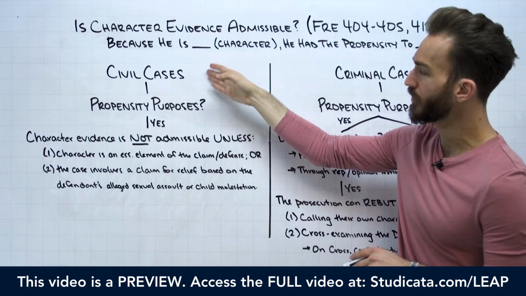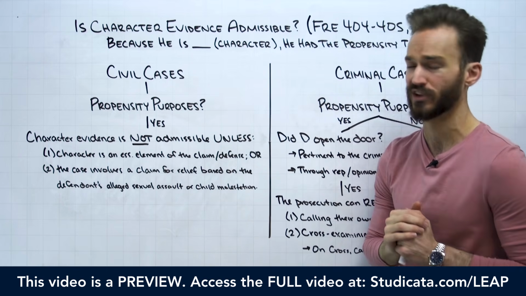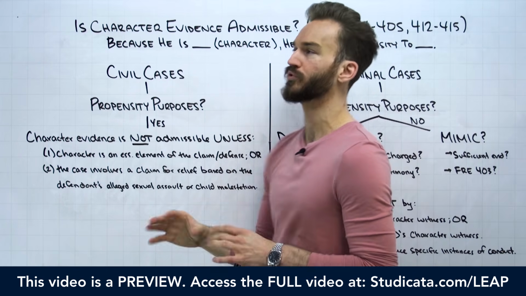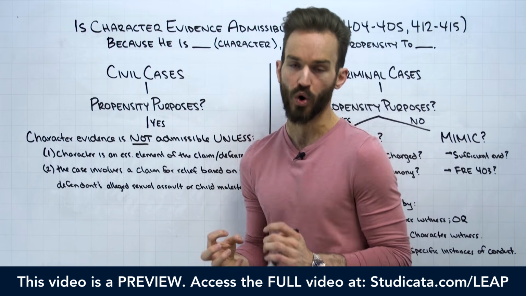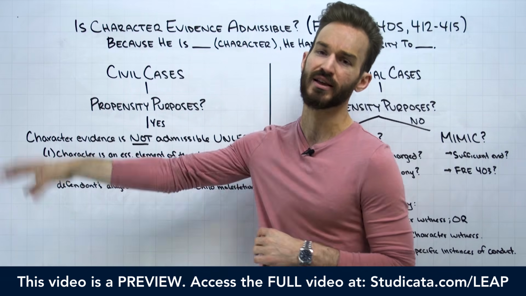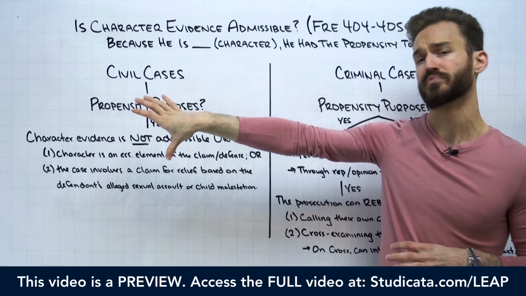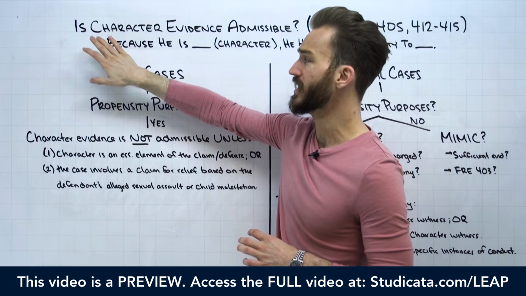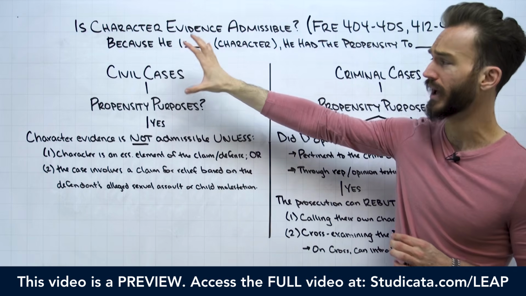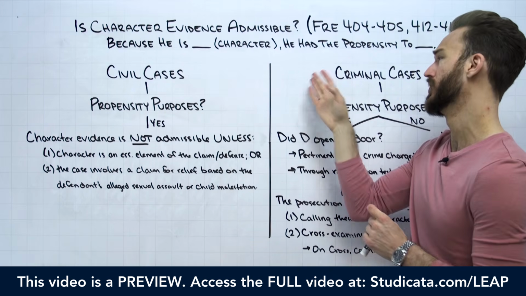Number one, is it a civil case or a criminal case? Number two, is it propensity purposes or non-propensity purposes? If we're dealing with a criminal case, we'll also really want to note the form of the evidence. Is this reputation or opinion testimony, or is this a specific instance of conduct? But we can run through civil cases first and see how this plays out. Once we understand this idea of propensity, which I think we have a good idea of at this point, we can see how that plays out in a civil case and how it plays out in a criminal case.